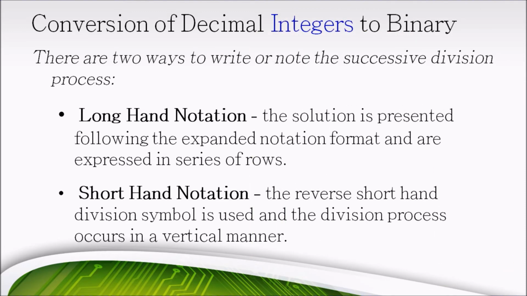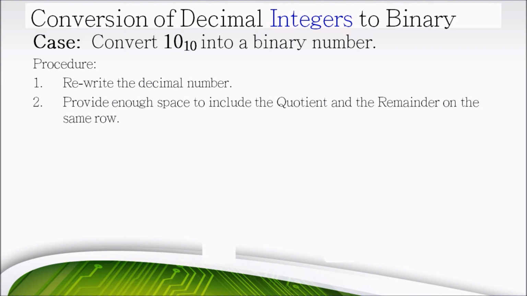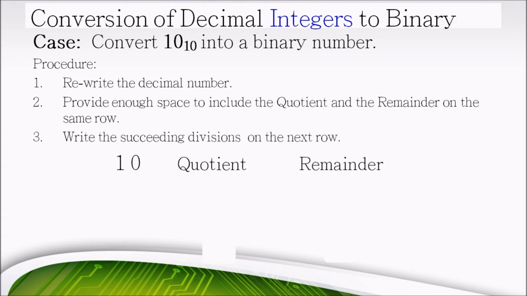To fully understand the process, let's work on a very easy example. Let our case be convert decimal number 10 into a binary number. Follow the procedure and be guided accordingly. First, rewrite the decimal number providing enough space to include the quotient and remainder along the same line, and then in the succeeding lines, including the divisor too. So here we write the given decimal and labels for the quotient and the remainder.